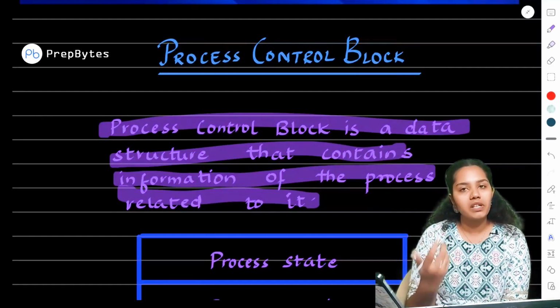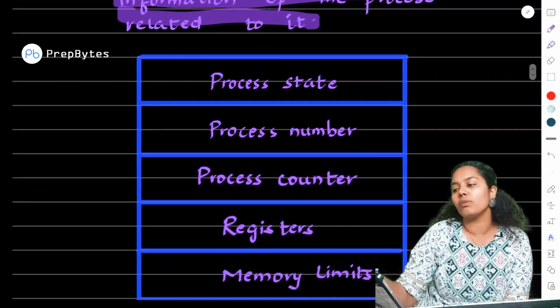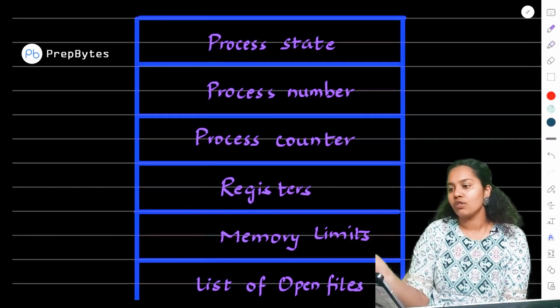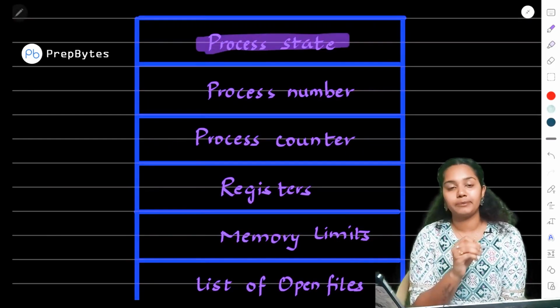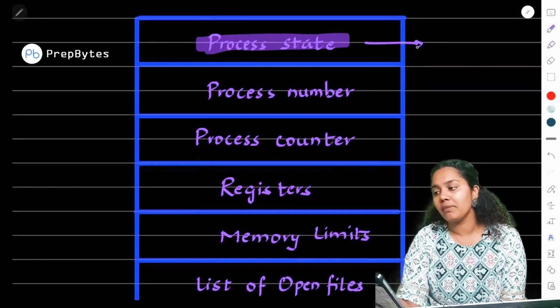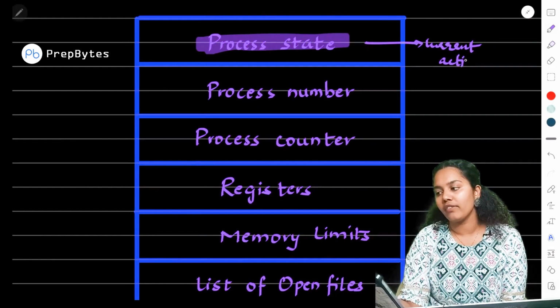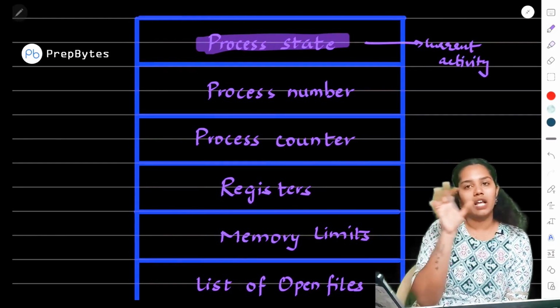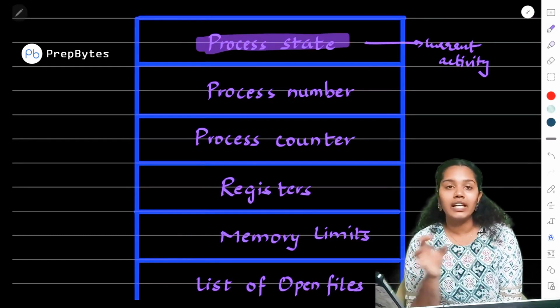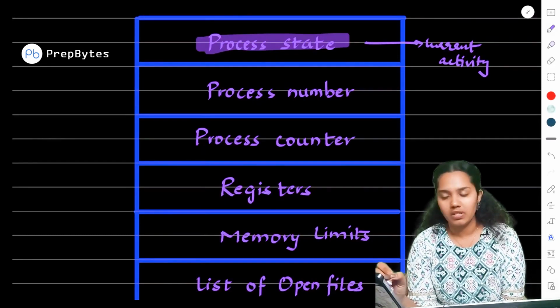Now, how do we represent a process control block? It is generally represented as a huge block. The first thing is process state. What does process state mean here? Process state generally means the current activity of the process, whatever the process is doing, whether it has started executing, whether it has finished or not. Everything is mentioned in process state.